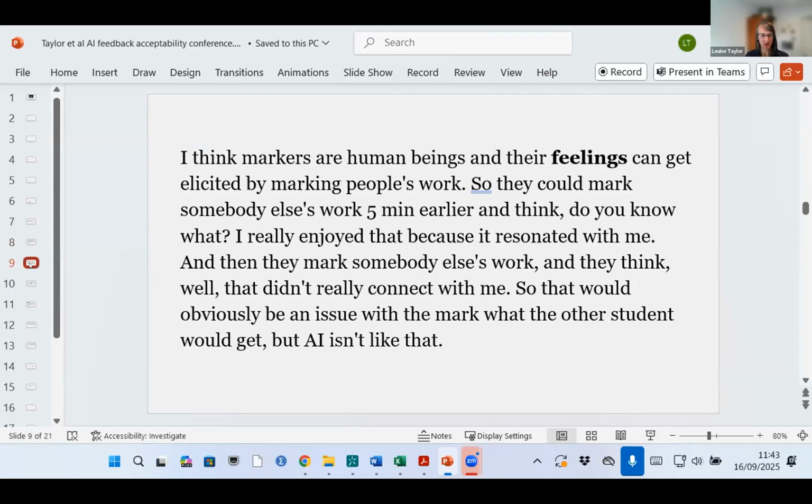Another student said, and this was a common theme as well, that in line with us getting tired, they also recognise that we have emotions and feelings, and that our view of their piece of work might be biased because of the piece of work we've just marked. So one student said that they could mark someone else's work 5 minutes earlier and think, you know what, I really enjoyed that because it resonated with me. And then they mark somebody else's work and they think, well, that didn't really connect. So the students are recognizing that we can be biased in our judgments and that is affected by what we've just read and the essays that have come before it. So really quite realistic perceptions of the limitations of humans as markers here, I think, which is a fair and legitimate comment that the students are making. Because obviously with GenAI, this wouldn't be an issue.